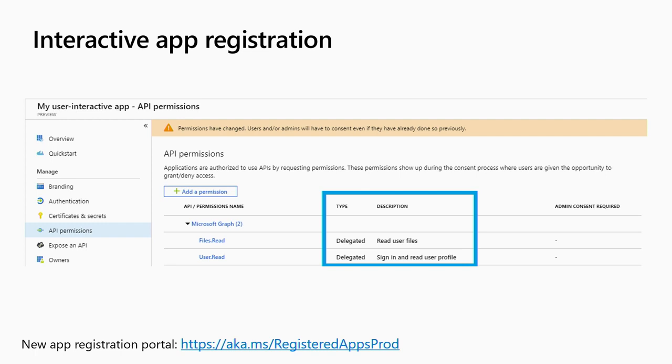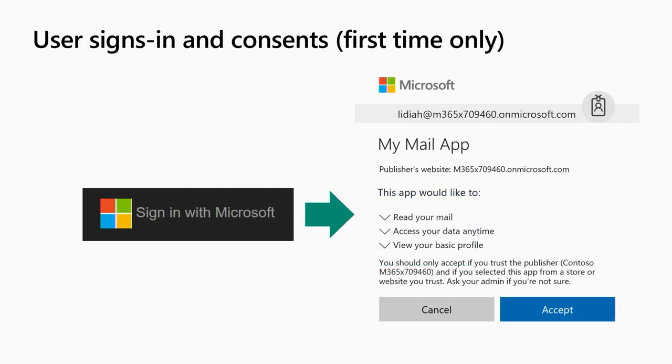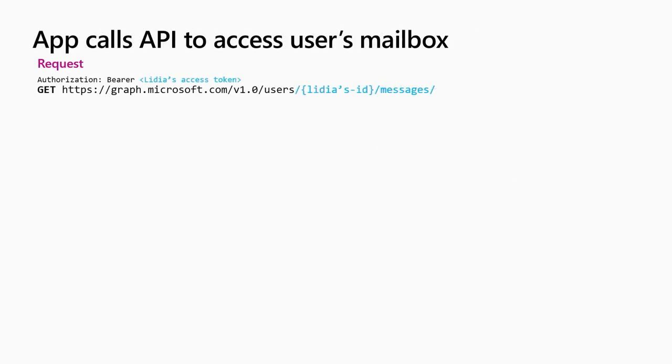So in this case, I picked two delegated permissions, which means that my application cannot do anything on its own without the user. The first time the user signs in, they will see a consent dialog explaining to them what permissions are requested, and only if they accept will the app be able to get a token.